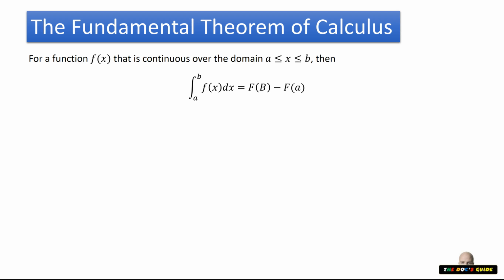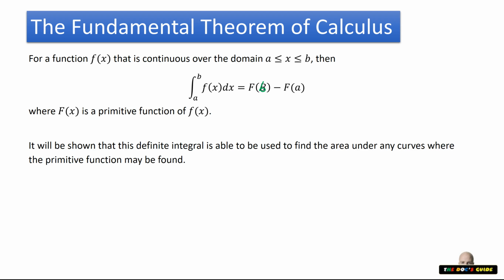The definite integral of the function from a to b of f(x) dx equals the primitive with the value of b, that should be a lowercase b in there, minus the primitive with the value of a. So this is exactly the process that we introduced in our last video.